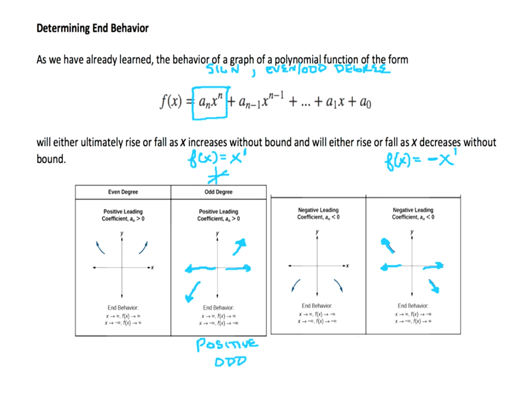And now we have the most basic even degree function, and that is the quadratic. So we can think of our positive quadratic, and I call that tails up. What that basically means is that as x approaches negative infinity, f of x approaches positive infinity. As x approaches positive infinity, f of x also approaches positive infinity. So tails up. So this is a positive even.